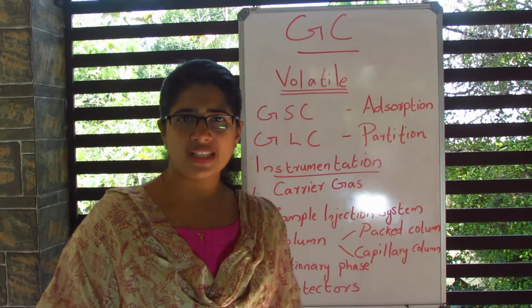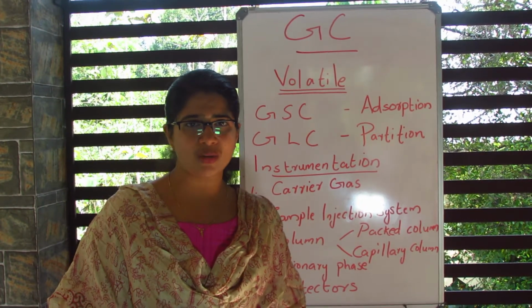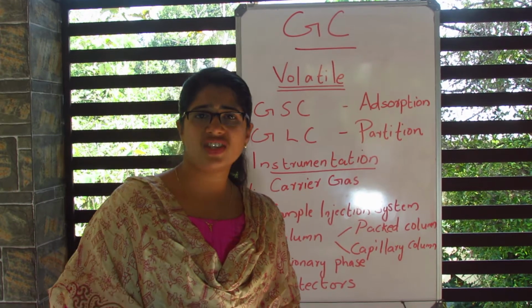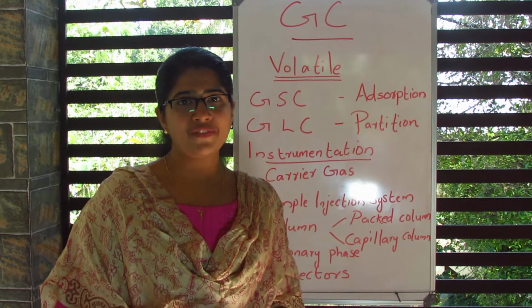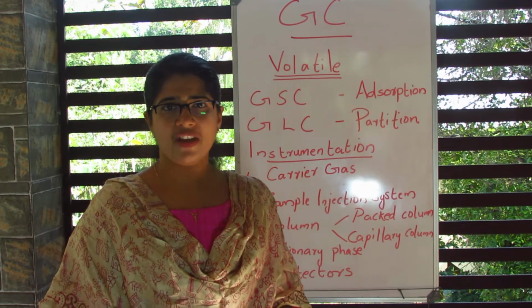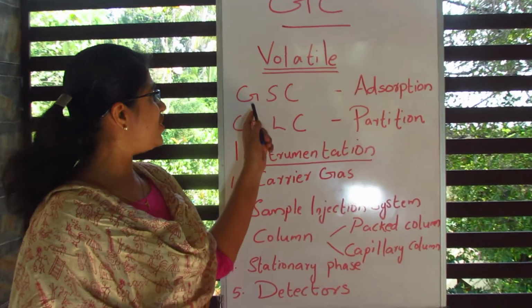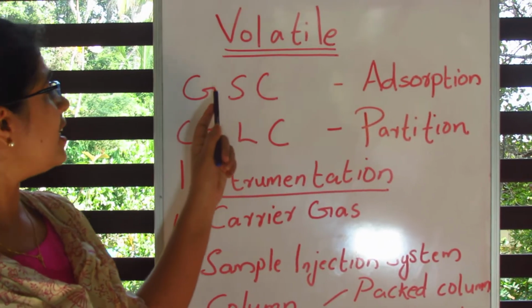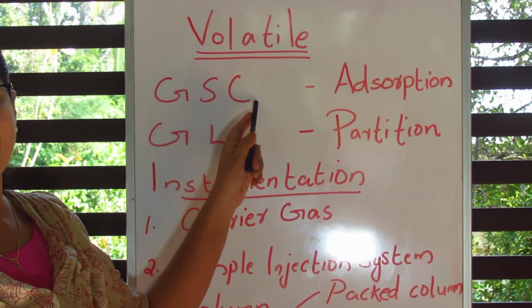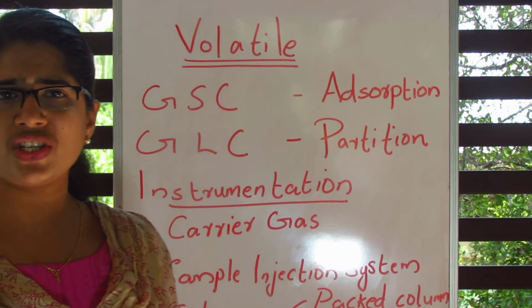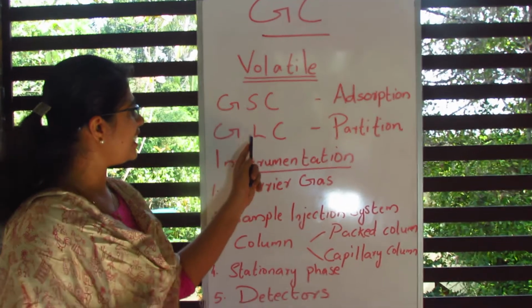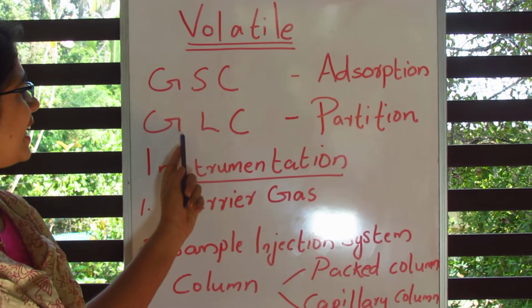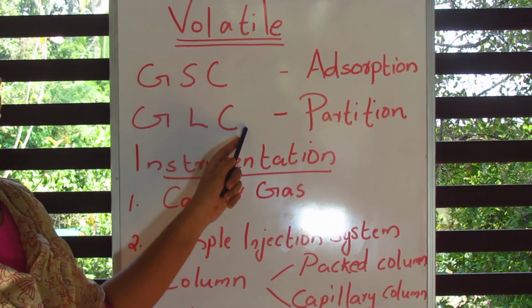We all know that the mobile phase used in gas chromatography is gas and the stationary phase can be either solid or liquid. If the stationary phase is a solid, we can call this technique GSC, meaning gas solid chromatography. If the stationary phase is a liquid, we can call this technique GLC, meaning gas liquid chromatography.